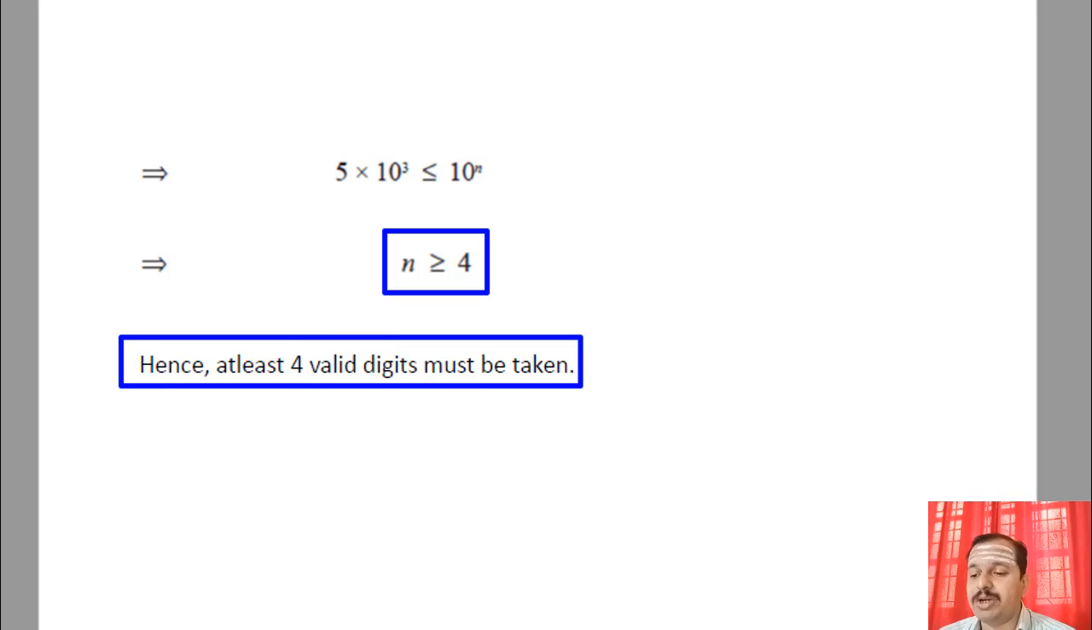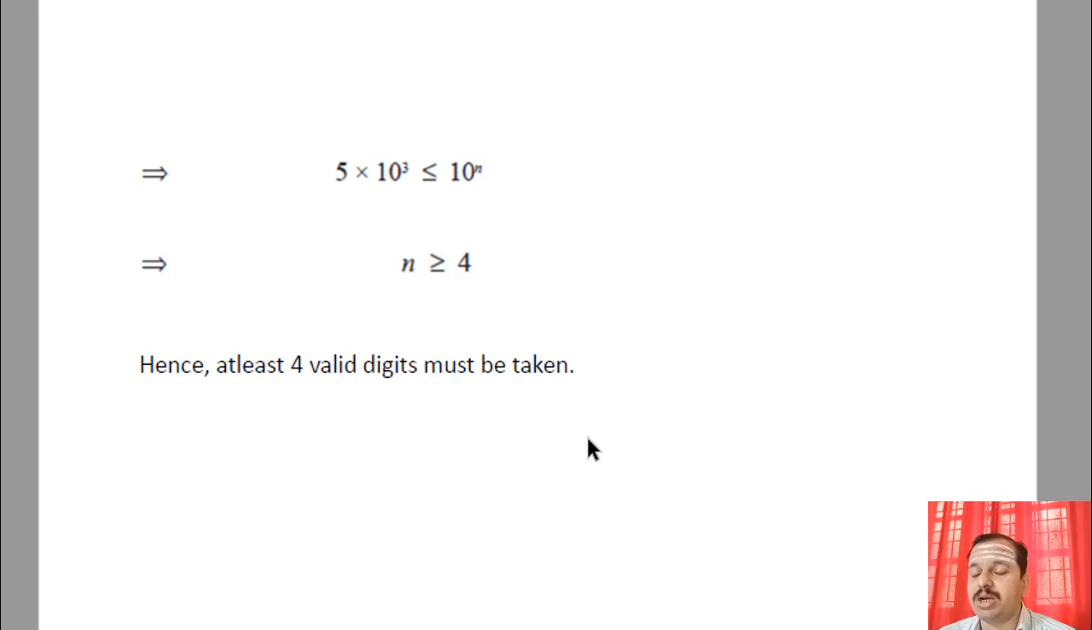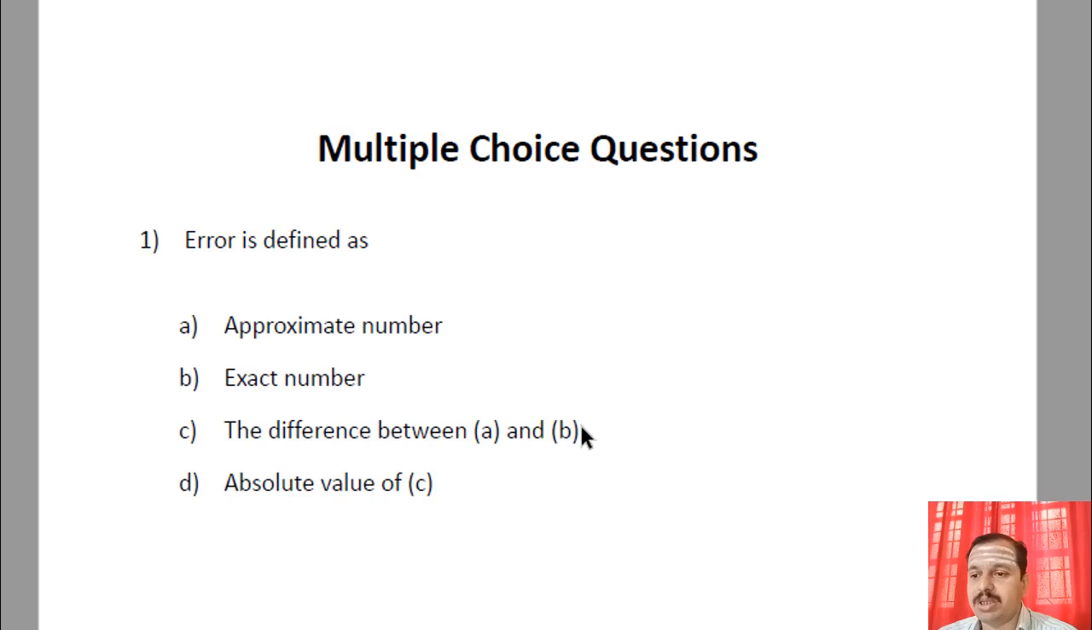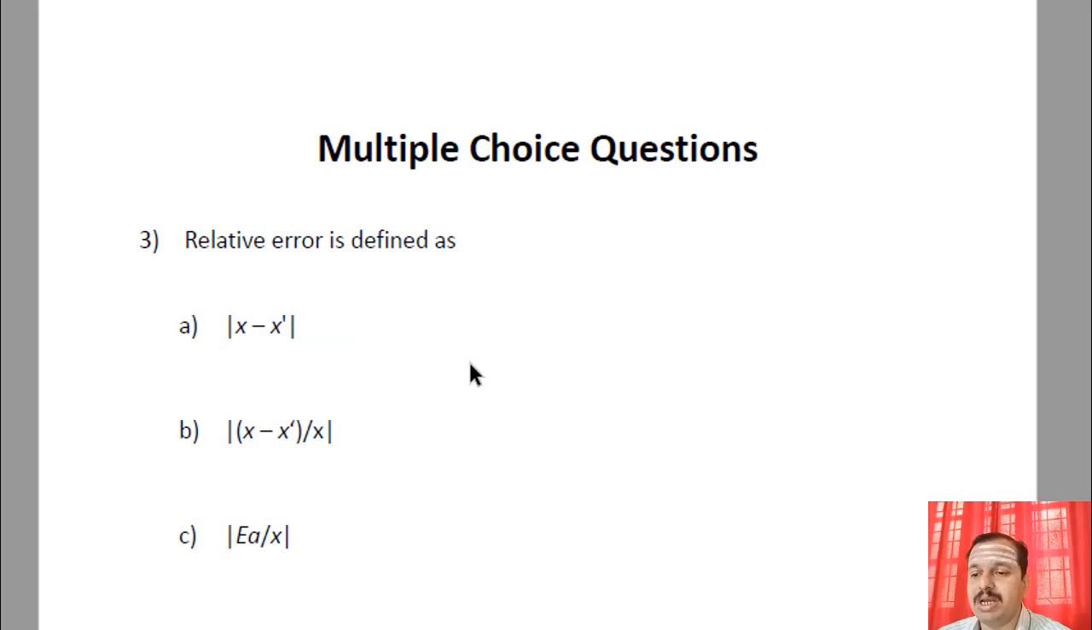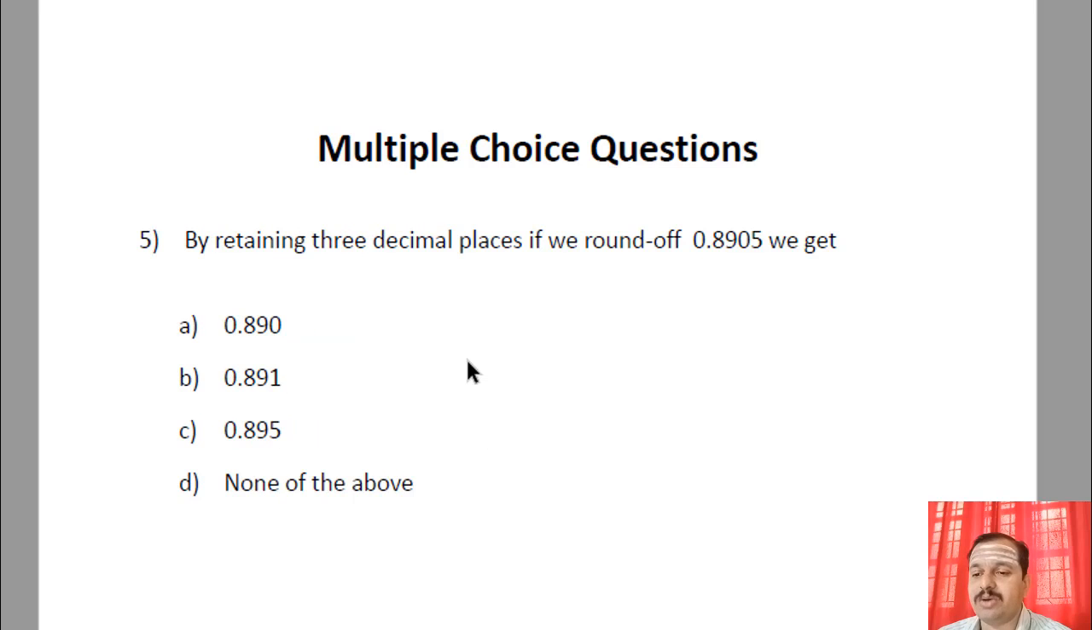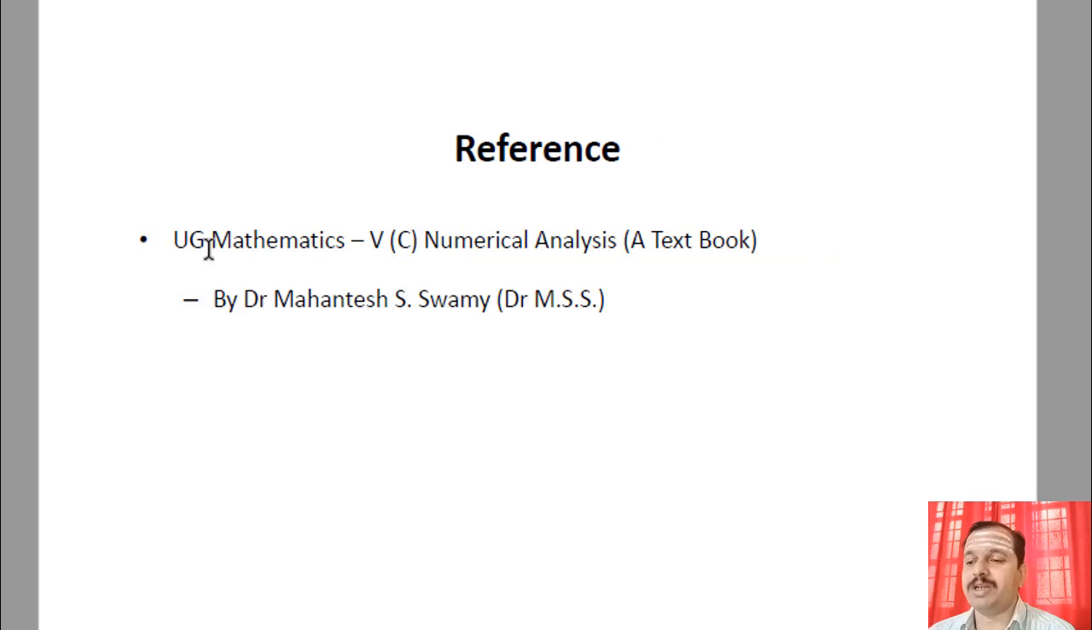So I hope you understood very well how to use the concept of valid significant digits to solve the examples. Now let us move on to the multiple choice questions. These are simple questions. Please try to answer these questions and write your answer in the comment box. And these are the questions. You please have a look at them. And you can solve more and more examples on this topic by using the reference of this book.